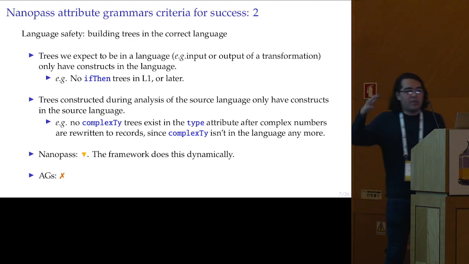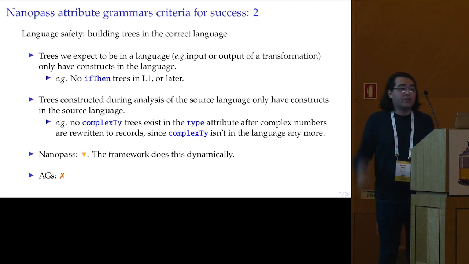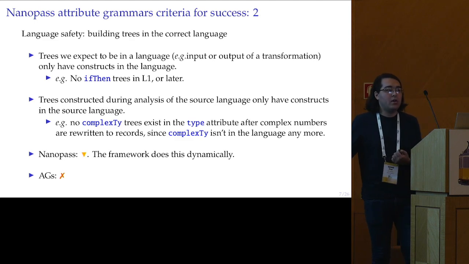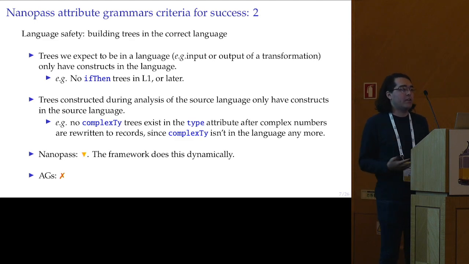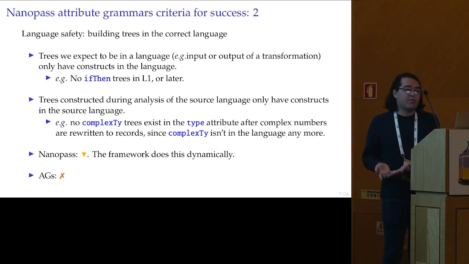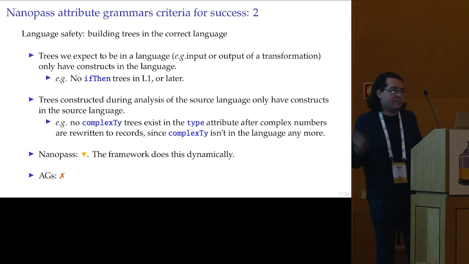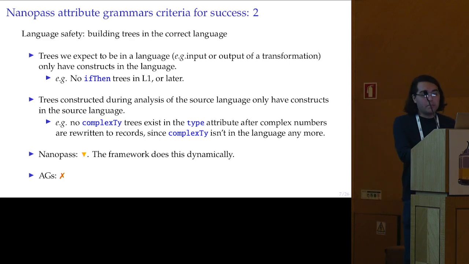The Nanopass framework kind of does this. It checks types at the boundaries. Like at the boundaries of a pass, it will check to say this tree doesn't contain this thing I'm expecting it not to. But within a pass, there's nothing checking that your intermediate results are going to be in the language you expect. And in attribute grammars, since we don't really have a way of talking about these sublanguages conveniently, there's nothing really there.